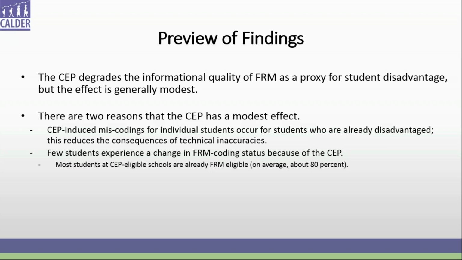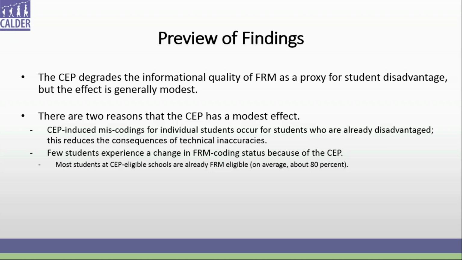The first is that the CEP does induce technical inaccuracies in the data. It's taking kids at high poverty schools that themselves are not eligible for free meals and coding them for free meals. That's a technical inaccuracy. But the substantive implications of that inaccuracy are not huge. It's not like it's taking a bunch of kids at rich schools and coding them as eligible for free meals. So it's creating errors, but I would argue the errors are small, and the empirical results bear that out, that it's just not a huge consequence to miscode the kids that are miscoded based on how this program works.